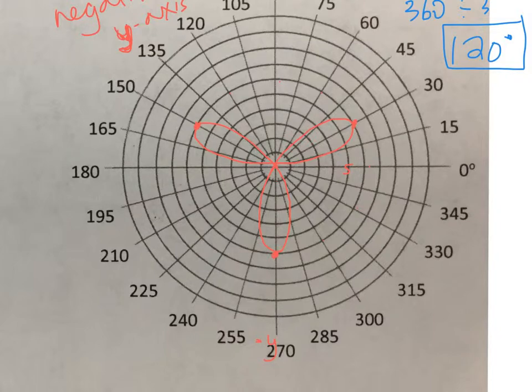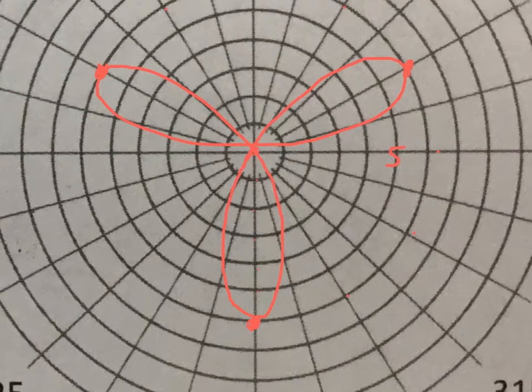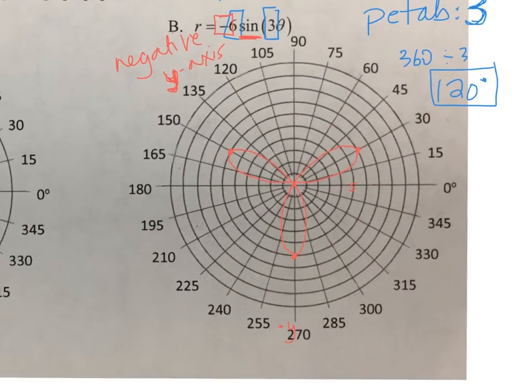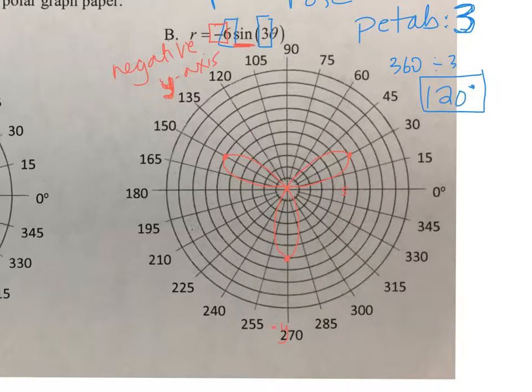So it kind of looks like a propeller of an old-timey airplane from the early days of avionics. But that's how we graph -6 sine of 3 theta. It is a rose with 3 petals that starts on the negative y-axis, and every petal is 120 degrees apart.